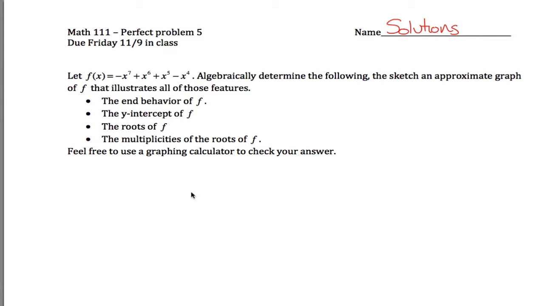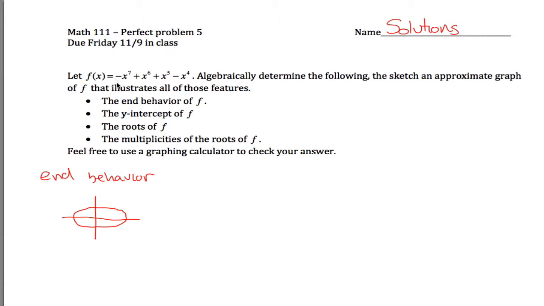All right, perfect problem 5, Math 111. We're given this function and algebraically asked to figure out all these things and then sketch a graph. So first of all, end behavior. What that is saying is we don't care what happens in the middle here. We just want to know when x gets really far negative or really far positive, what happens.